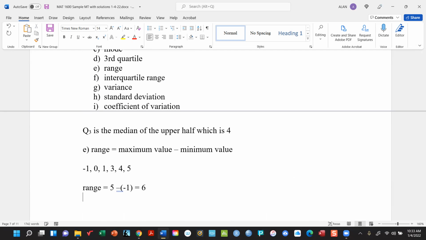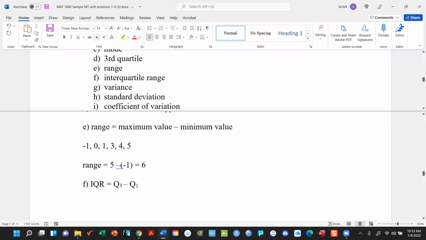Now, for F, the interquartile range is the difference between Q3 and Q1. But we don't know Q1, do we? No. But it's easy because here's what we'll do.